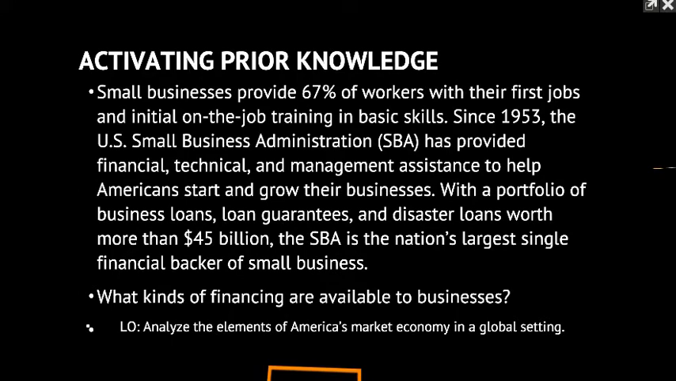Small businesses provide 67% of workers with their first jobs and initial on-the-job training in basic skills. Since 1953, the U.S. Small Business Administration, or SBA, has provided financial, technical, and management assistance to help Americans start and grow their businesses. With a portfolio of business loans, loan guarantees, and disaster loans worth more than $45 billion, the SBA is the nation's largest single financial backer of small business. What kinds of financing are available to businesses?